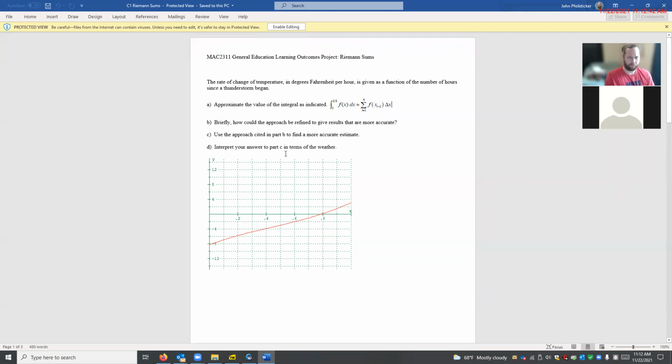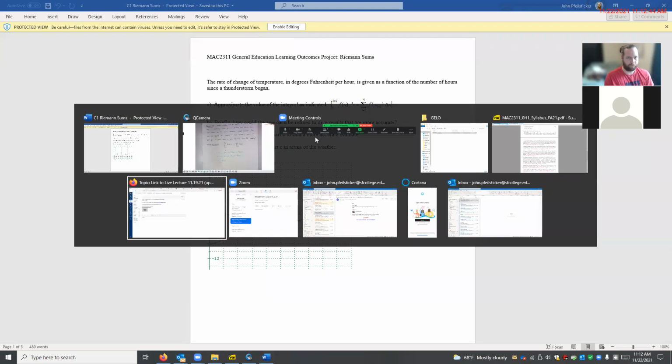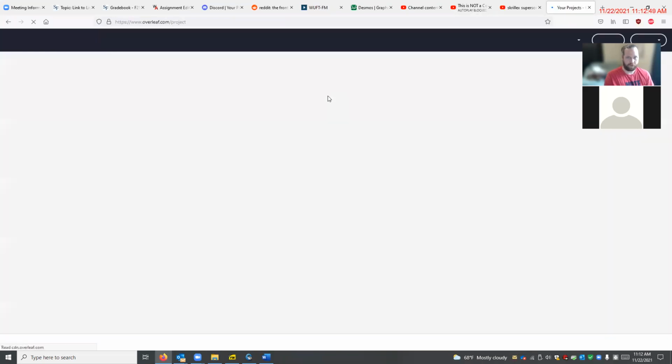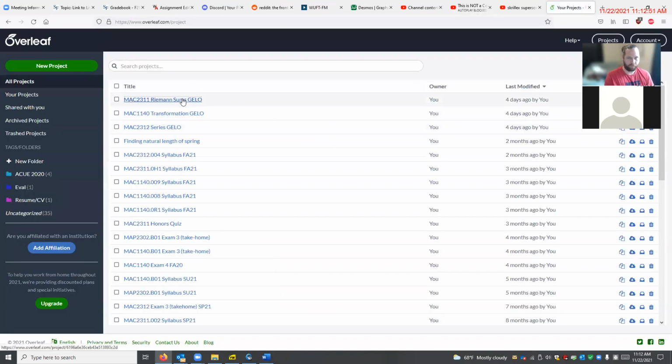Like I said, I will try to get this kind of prettied up a little bit. I've started working on it, but I'm having some scaling issues with the graph for whatever reason. I'll show you here.